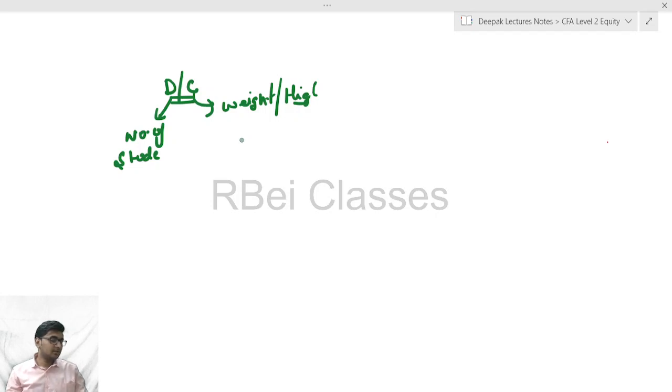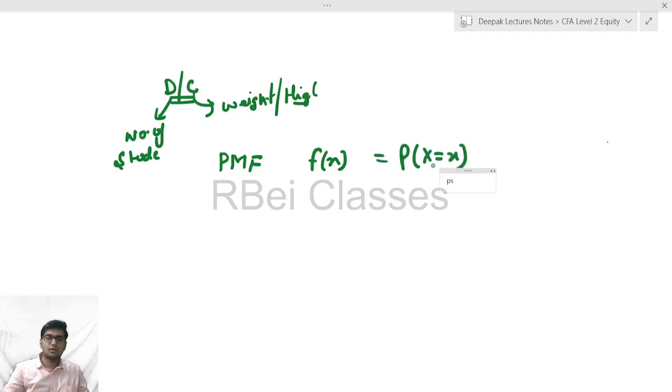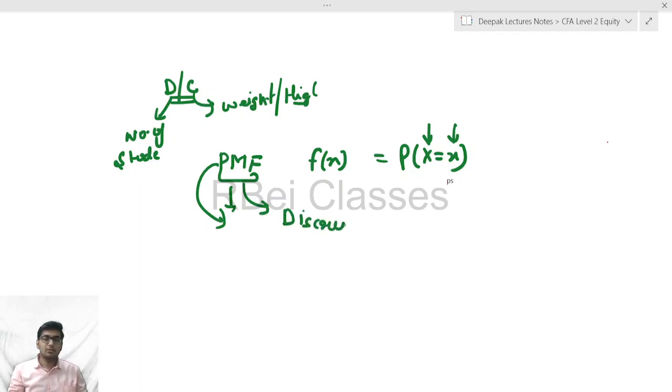Then we have probability mass function, PMF, which we will denote by small fx. Clear? Or you can write it like this, probability X equals to x. Now write down for PMF, very important: it gives us the probability that the outcome of a discrete random variable. See, PMF is discussing the discrete random variable. What is the probability for the discrete random variable capital X to be equal to a given number small x? Clear? This is capital X, this is small x. But the most important point, the PMF is about the discrete random variable.